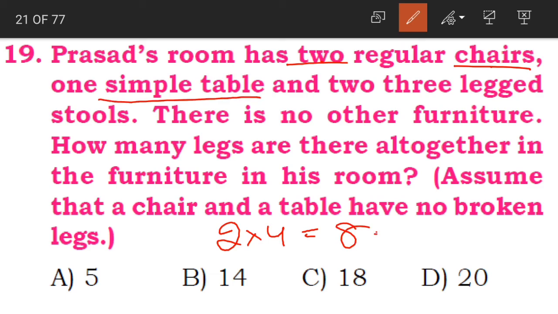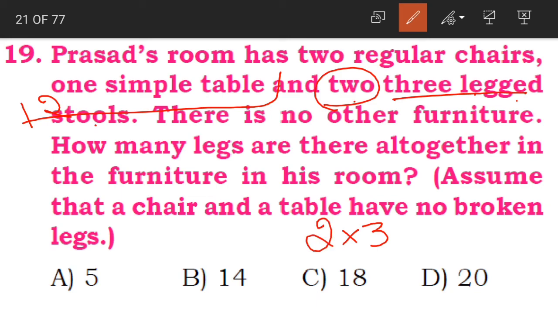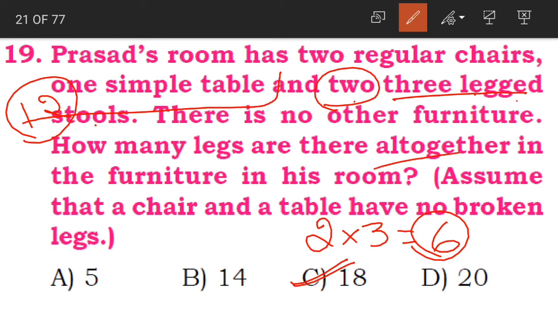And then 1 table. That means this table has again 4. So 8 plus 4. What is 8 plus 4? 12. So the total till now is 12. Now we have 2 3-legged stools. 3-legged means how many? 3 legs, and how many are there? 2. So 2 3s are 6. Now 12 plus 6 is equal to how much? 18. So we can conclude that there are 18 legs altogether in the furniture in his room. Clear, children?